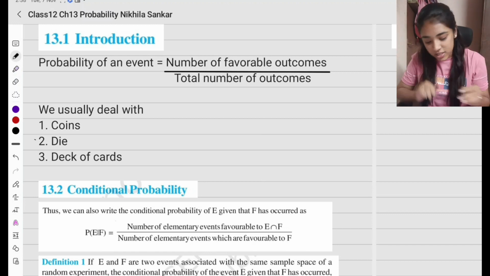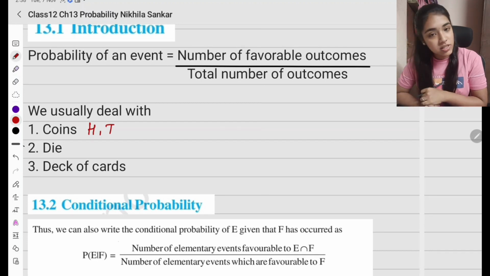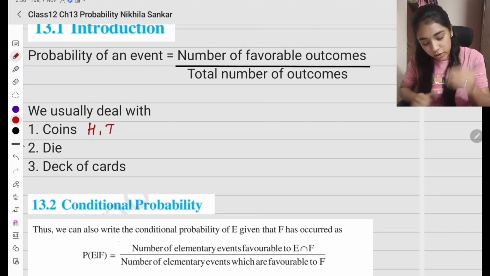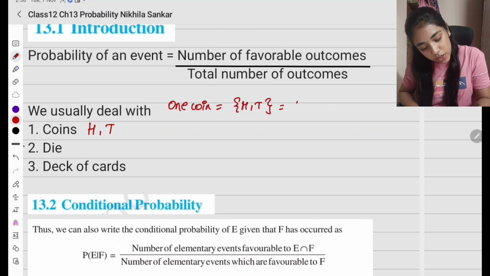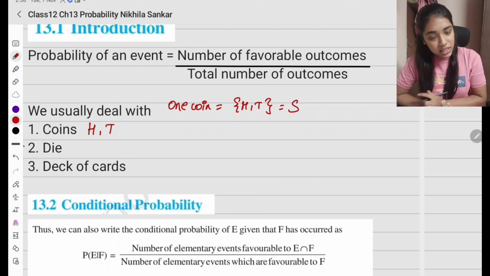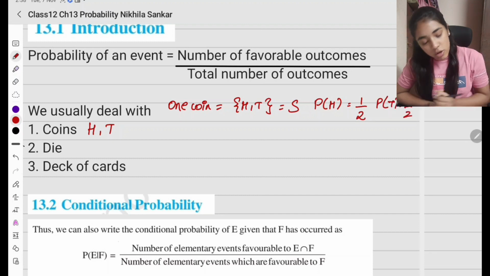நம்ம யூசுவலா டீல் பண்றது என்ன? We deal with coins. coinsனா நம்ம என்ன சொல்லுவோம்? Head or tail சொல்லுவோமா? Heads or tails. So இப்போ ஒரு coin toss பண்றோம். So we toss one coin. So what are the possible outcomes? H, T. We call this the sample space. Remember? Appo probability of getting a head is 1/2. Probability of getting a tail is also 1/2.